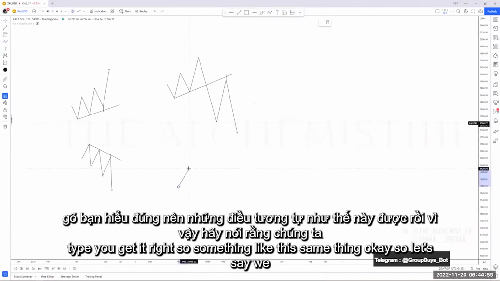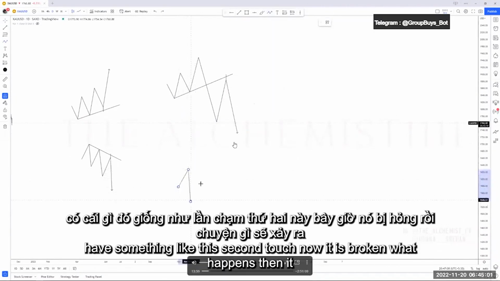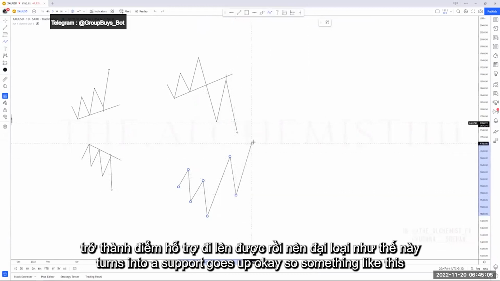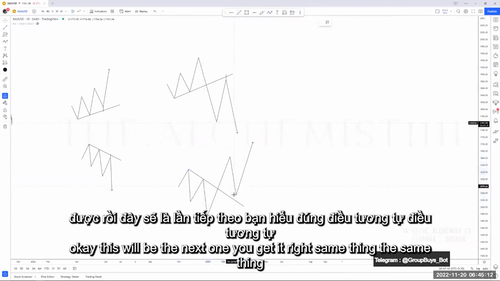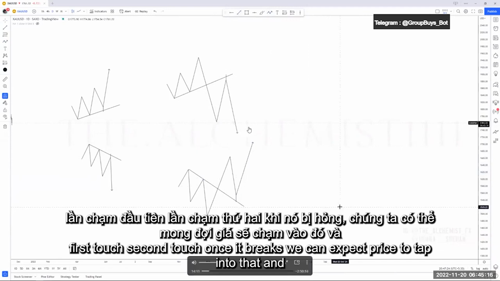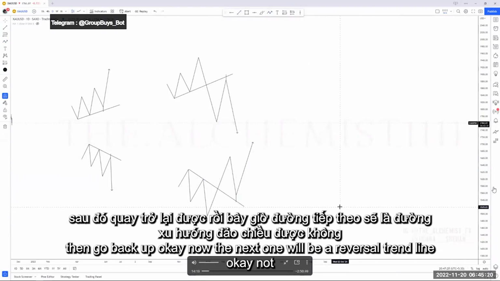And same thing. Let's say we have something like this. Second touch, now it is broken. What happens? Then it turns into a support and goes up. Something like this. This will be the next one. You get it, right? Same thing: first touch, second touch. Once it breaks, we can expect price to tap into that and then go back up.